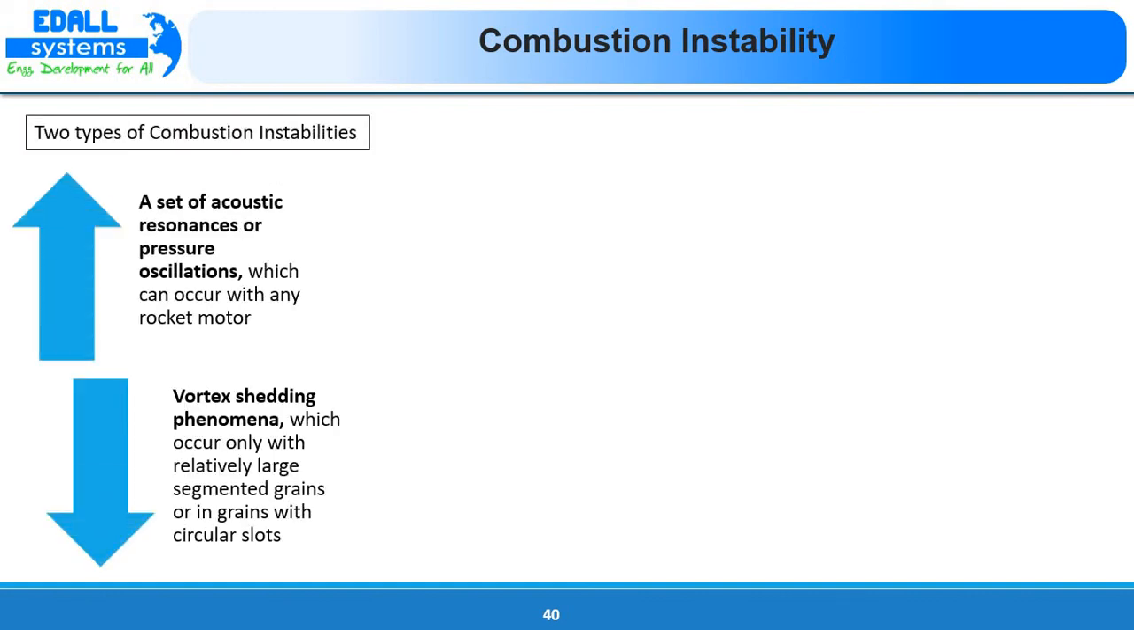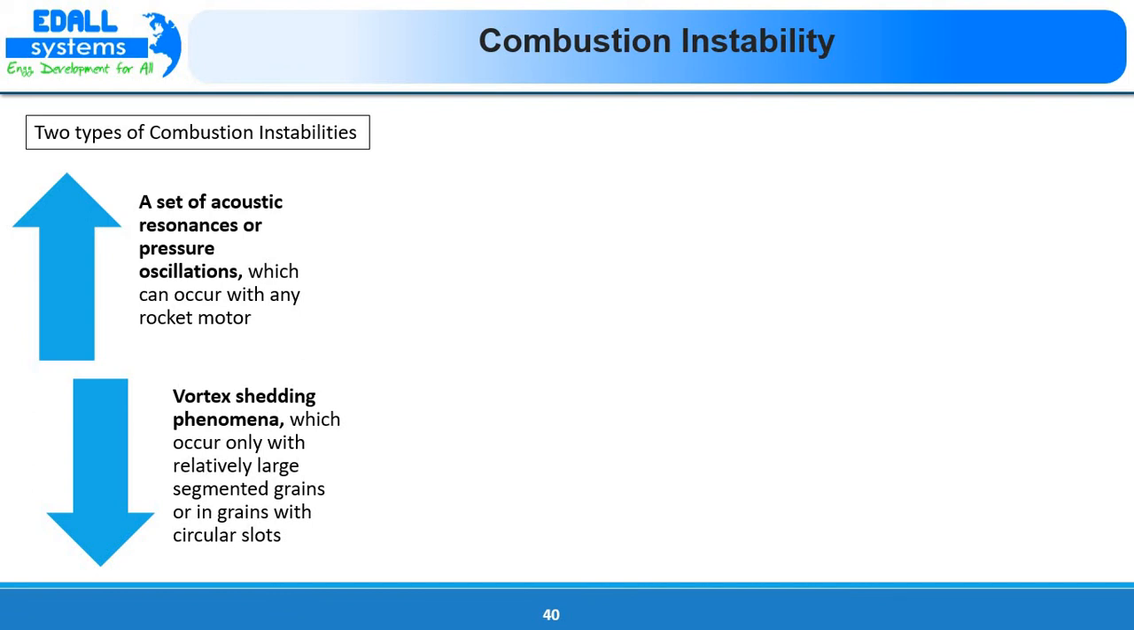In general, combustion instability problems do not occur frequently or in every motor development, and when they do occur, it is rarely the cause of a drastic sudden motor failure or disintegration. So for solid propellant motors, there are basically two types of combustion instabilities. The first one is acoustic oscillations and the next one is the vortex shedding phenomenon.